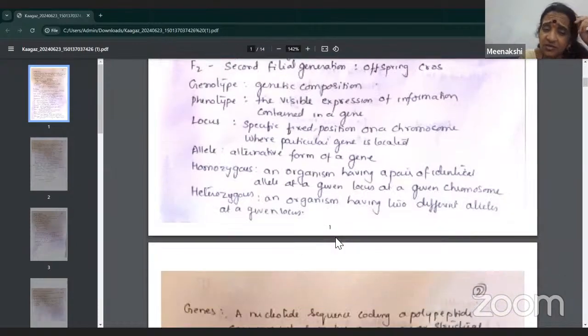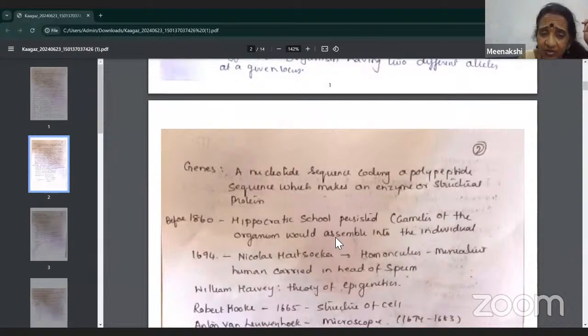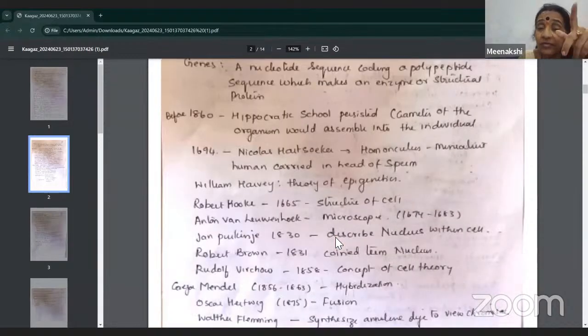When we are talking about these techniques of cytogenetics, when we go into the details of it, we know that there is a lot of history. A lot of work has been done in the research of these cytogenetic plants or material.